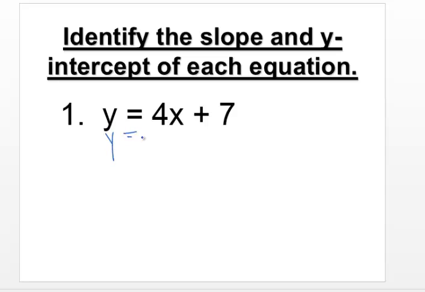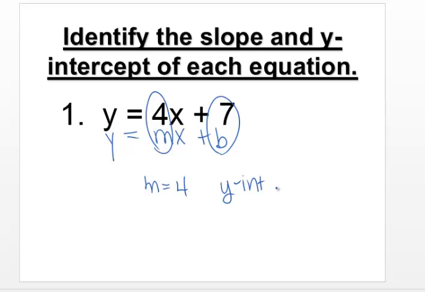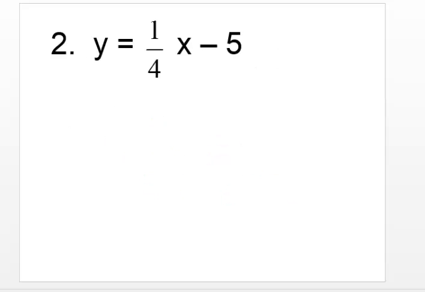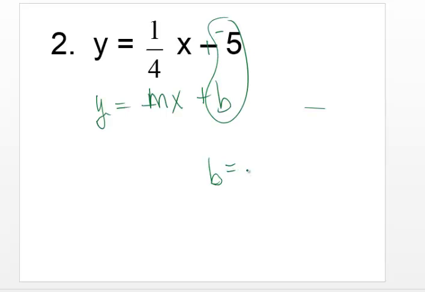So in this first example, if I just write y equals mx plus b underneath it, you will see that the m is 4 and the b is 7. It is that easy to say what the slope and y-intercept is. On my next one, the formula does call for y equals mx plus b, so this really does need to be a plus sign here. So my b value ends up being -5, my y-intercept is -5, and my slope is 1/4.